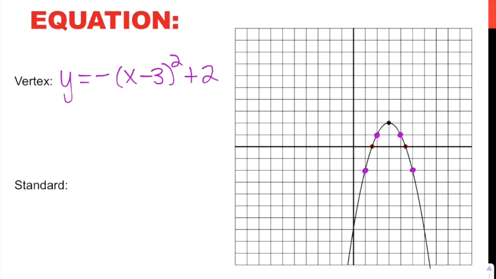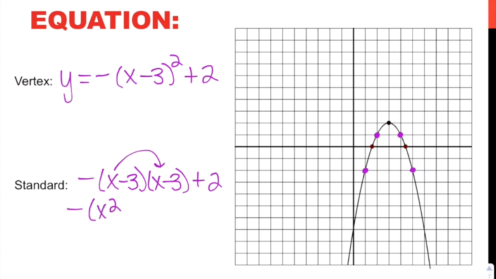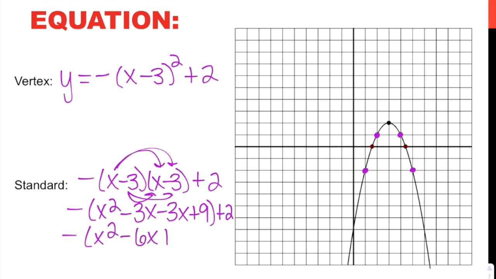Now to convert it to standard form, we're going to FOIL out the x minus 3 times the x minus 3 first. Then we will distribute the negative, then we will add the 2. So it'll look something like this. X times x is x squared. X times -3 is -3x. -3 times x is -3x. And -3 times -3 is positive 9. Combining like terms, we get x squared minus 6x plus 9.